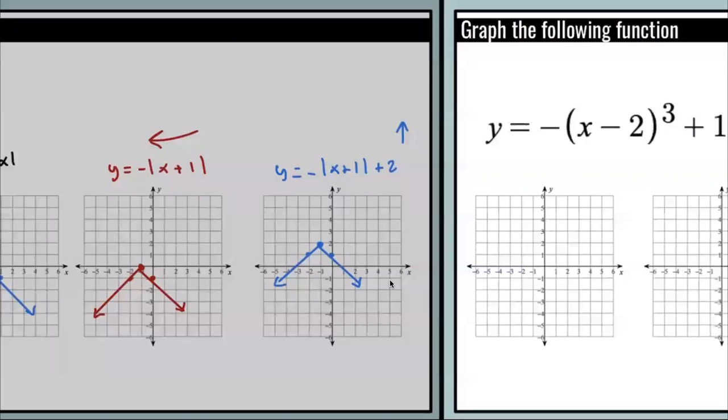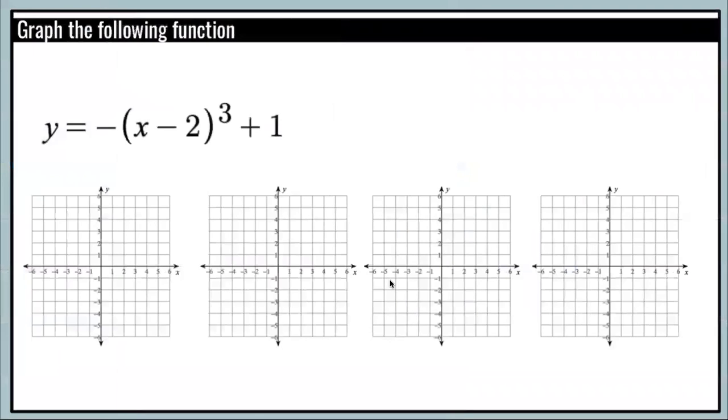All right, let's go over one more problem. Now we got to do this with the cubic function. I'm gonna try to do this in one step. I have 4 graphs, but we're gonna go ahead and do this in one step. So -2 means we're gonna go to the right 2. +1 means we're gonna go up 1.